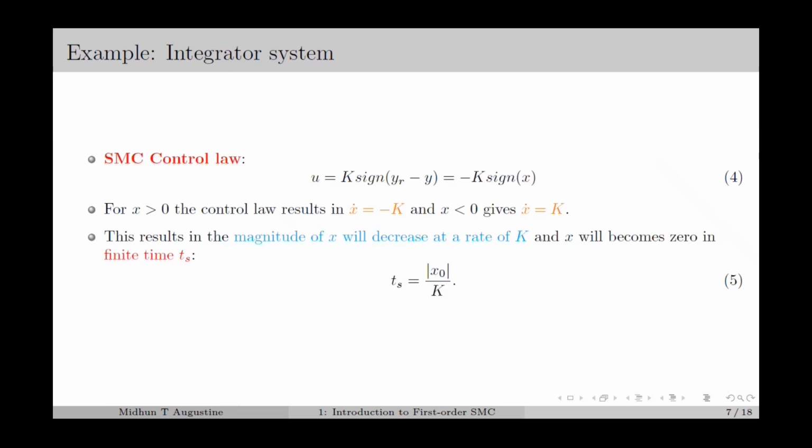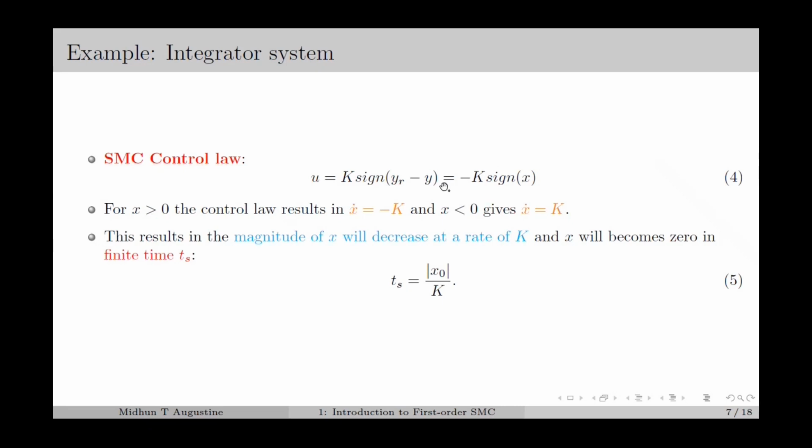Now in the case of SMC, the control law is defined as u equal to k signum of e, which is equal to k signum of yr minus y. Since yr equal to 0 and y equal to x, this will become k signum of minus x, which we can rewrite as minus k signum of x.